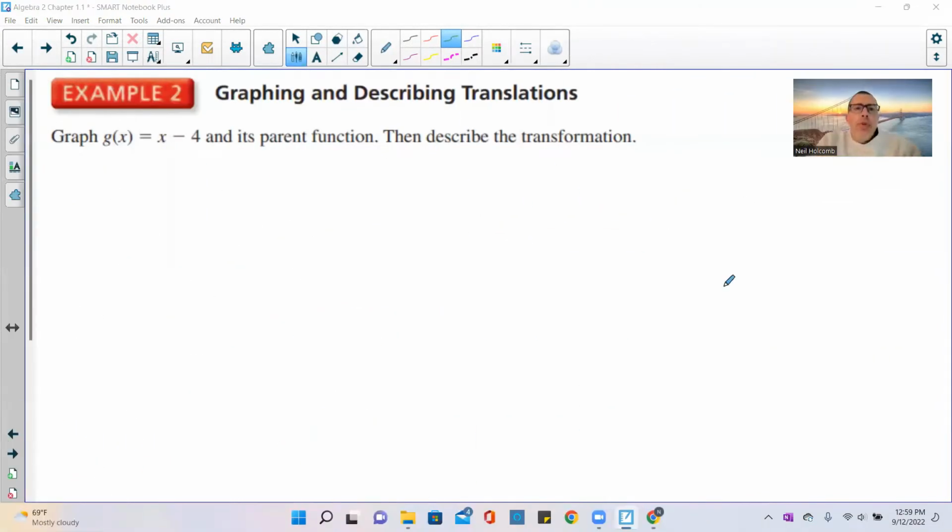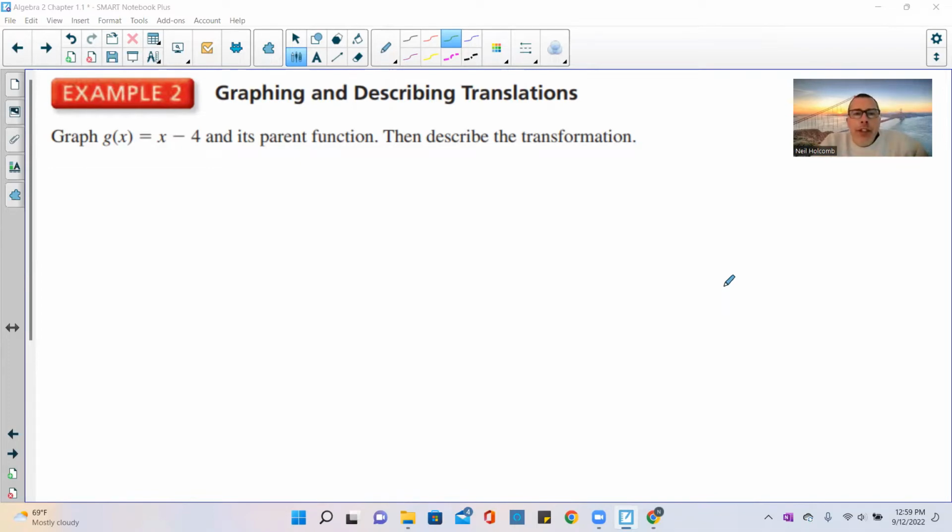Okay, example 2, graphing and describing translations. So let's stop right there, review translations from pre-algebra, algebra 1. A transformation means to move something. Change the size, the shape, or the position or orientation of a graph is a transformation.